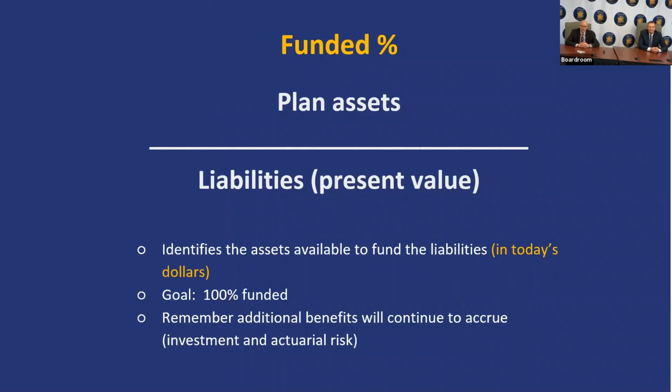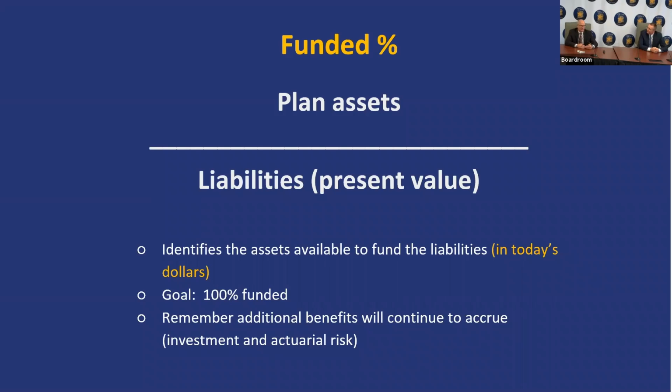Funded percentage, same two numbers, just stated as a percentage. So the plan assets as of today over the present value of the liabilities. This helps identify what are the assets available to fund the liabilities in today's dollars. The goal obviously is to be 100% funded. So we have the right amount of money today for the present value of the liabilities. But it's important to remember that if you're 100% funded, it doesn't mean you're done and everything is taken care of. Because going forward, every member that's active is going to continue to accrue additional benefits each year.